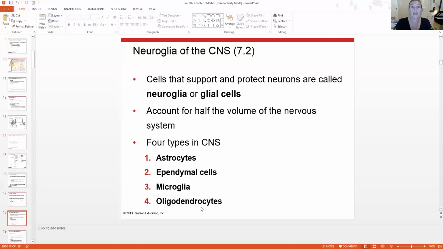Let's keep going. Along with the neurons are neuroglia. Neuroglial cells are also called glial cells. They're just the support cells. They support and protect the neurons. This is about half of our nervous system. So half of our nervous system is made of neurons. The other half is made of these special neuroglial cells. There are 4 main types: astrocytes, ependymal cells, microglial cells, and oligodendrocytes.